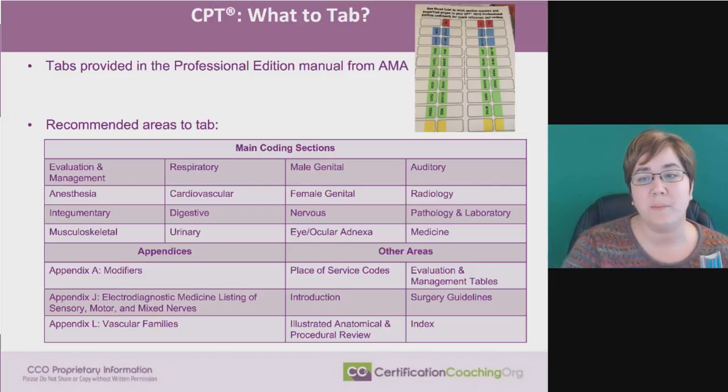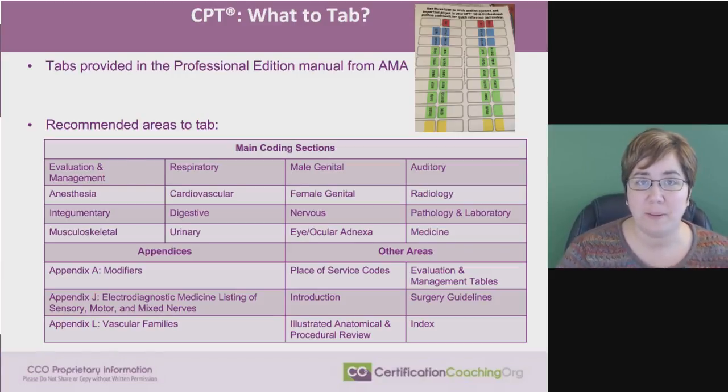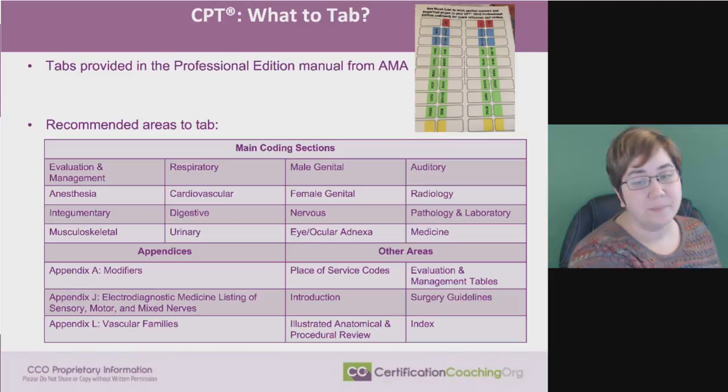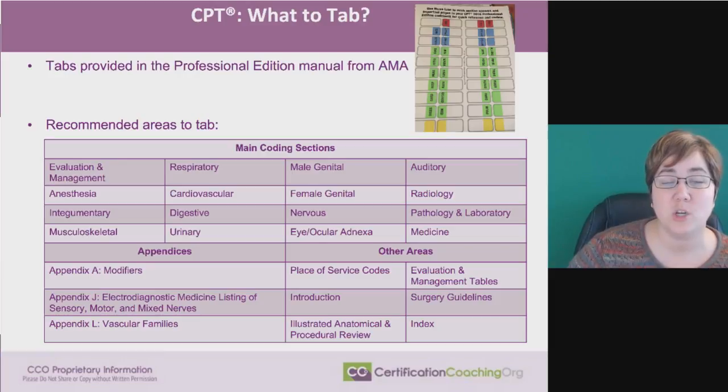Then I actually recommend that you tab a couple of the appendices, particularly the three that I find people use most frequently. Modifiers, the electrodiagnostic medicine listing of sensory, motor, and mixed nerves, right? That EMG table, a lot of people refer to it that way. It's Appendix J. Appendix L for the vascular families when you're doing your cardiac caths and your different vascular procedures. Those are the three I find are most utilized during the exams. Outside of the exams, are there other appendices that I use frequently?